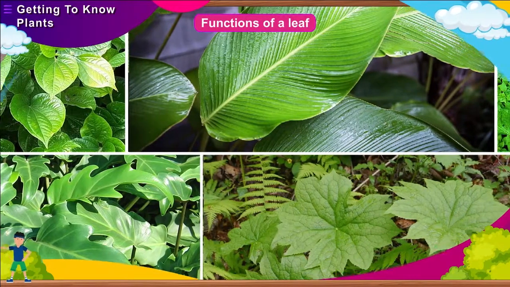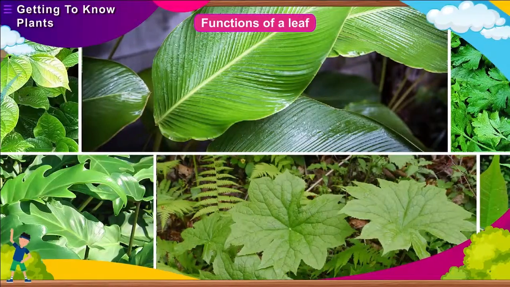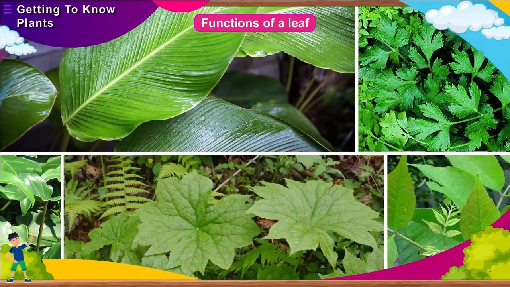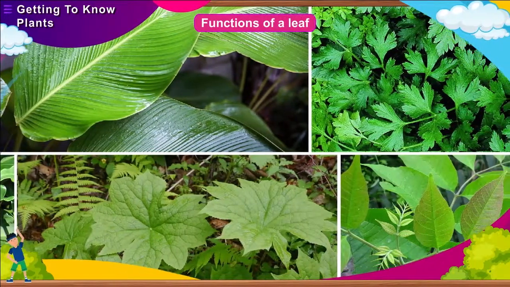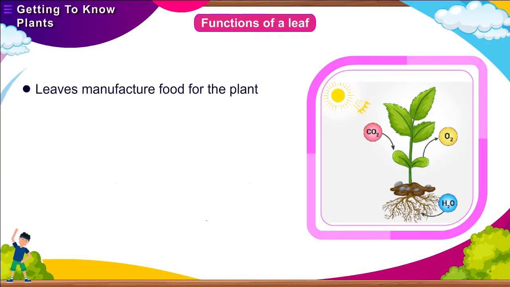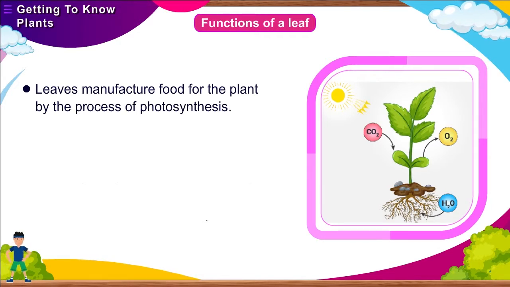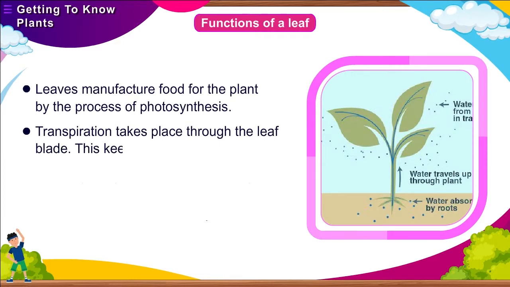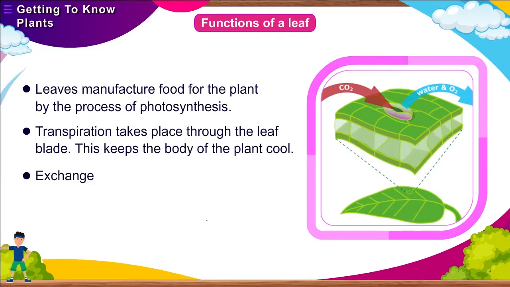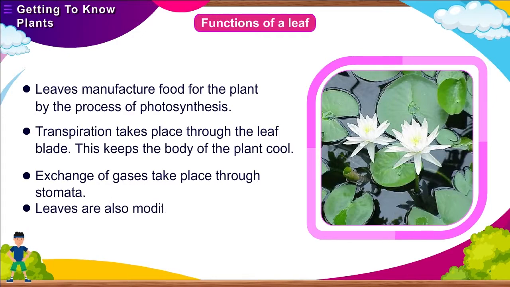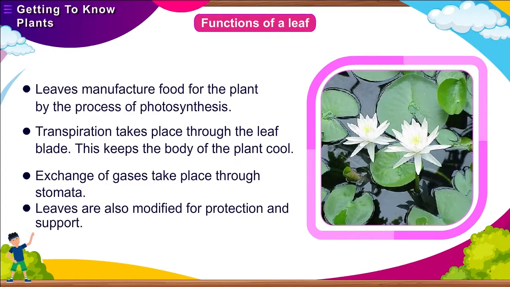Functions of a leaf. Leaf has many functions to perform. The best way to describe a leaf is to call it the kitchen of the plant. The main functions of the leaf are: leaves manufacture food for the plant by the process of photosynthesis. Transpiration takes place through the leaf blade. This keeps the body of the plant cool. Exchange of gases takes place through stomata. Leaves are also modified for protection and support.